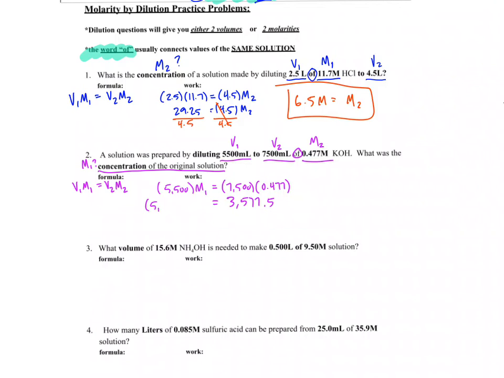And on the left, I still have 5,500 times M1. So I want to leave M1 by itself. So I'm going to divide both sides by 5,500. So those cancel on the left, which gives me M1 by itself. So I've got 3,577.5 divided by 5,500, which gives me a molarity of 0.65. My concentration of the original solution was 0.65.